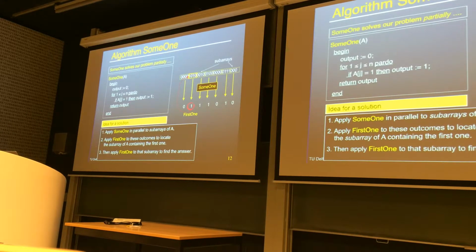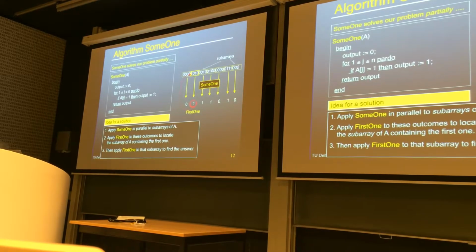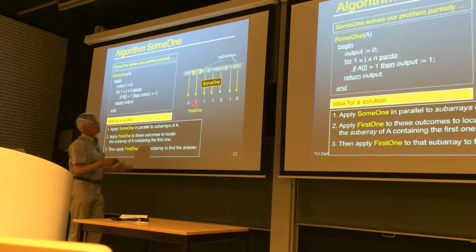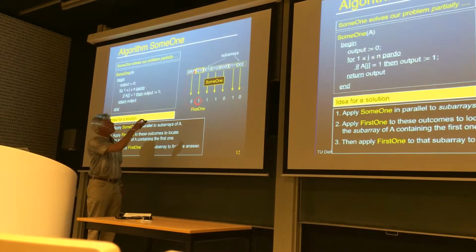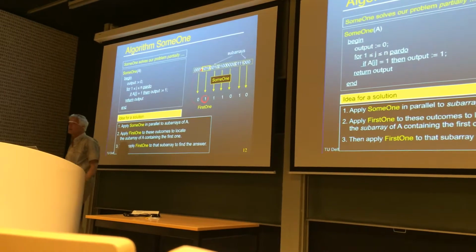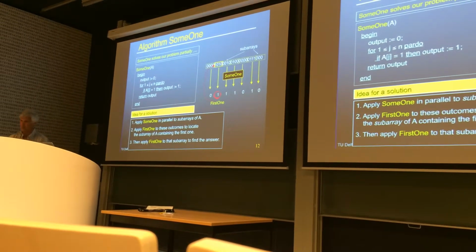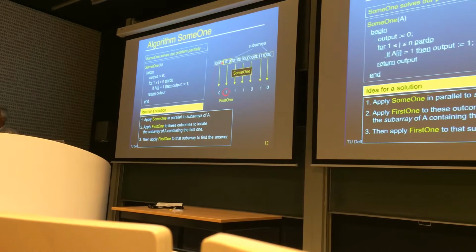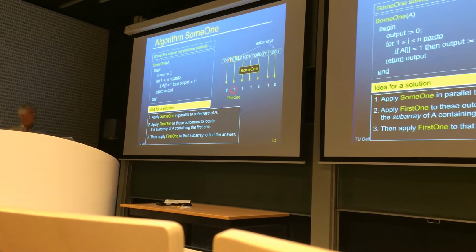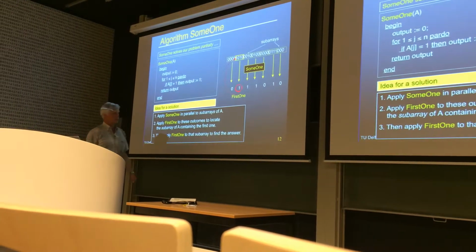And that saves you from computing in the whole array the first one. It's sufficient to find where approximately in the first phase your first one will be located, and then doing a search for the exact position.